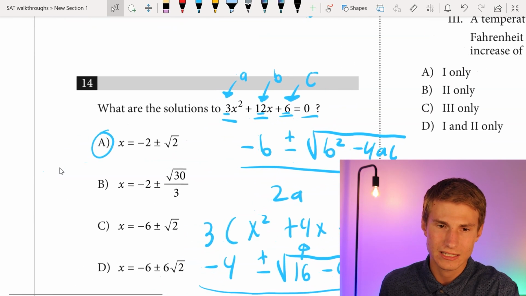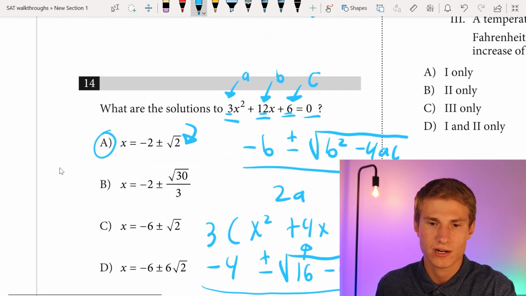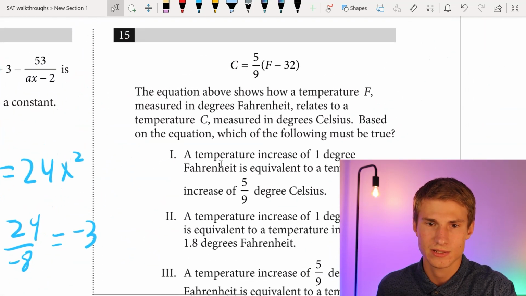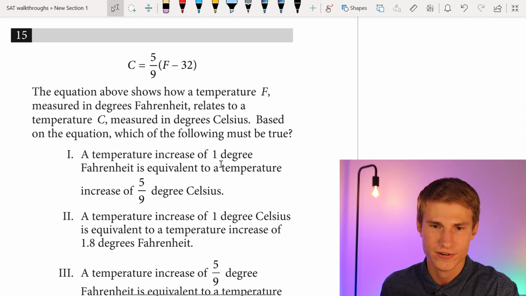So the key thing there is recognizing that we're going to want to use the quadratic formula. We know that from our answer choices showing that plus or minus and then a square root sign. That's pretty much an indicator we want to be looking to use that quadratic formula.